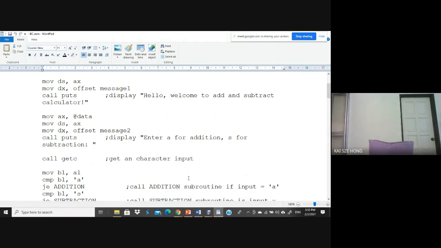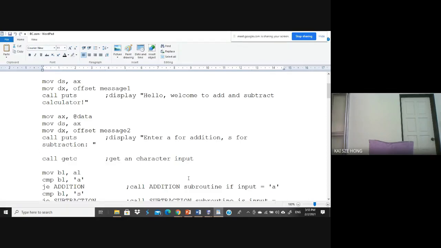Anyone has any question? So far so good, Long Yao Ting said. Okay, very good. So maybe next time if I have time, I will show you how to do the assembler, and then we will produce an EXE file, then we run it from there.